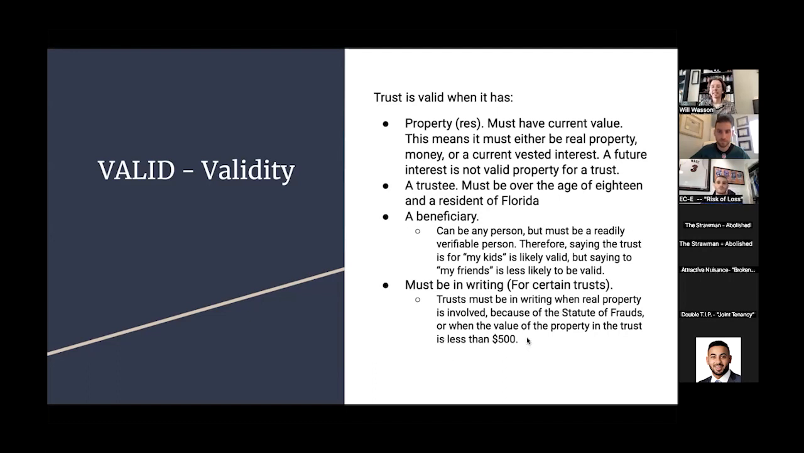And then finally, if the value of the property is less than $500, and remember, you can make trusts for anything, right? You can make trusts for sentimental things as well. Let's say I made a trust for the blanket my aunt knitted, my wife and I, when we got married, and it's very sentimental to us, and all of my nieces and nephews fight over it because they want to own this thing.